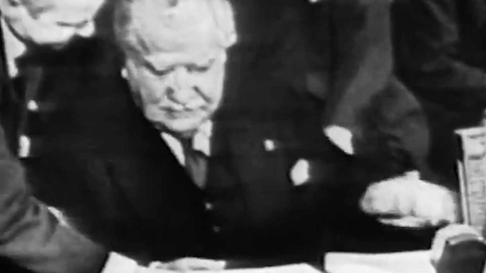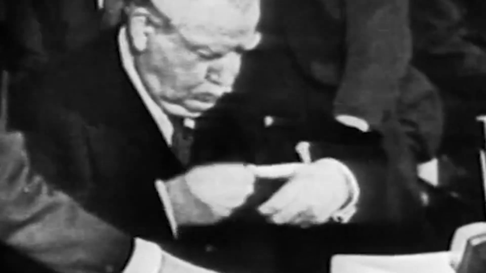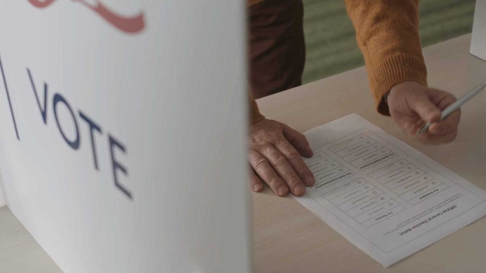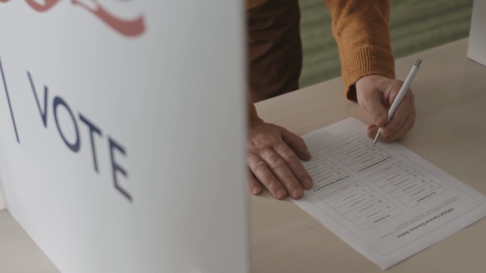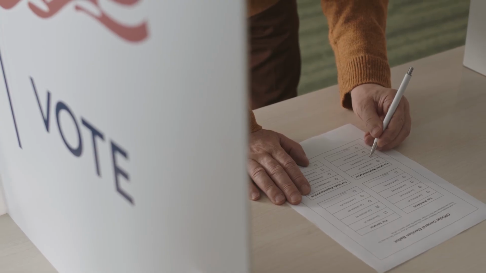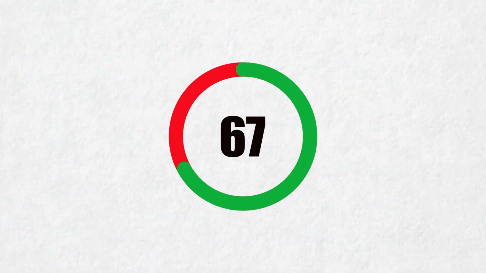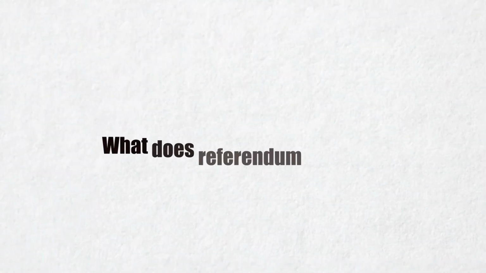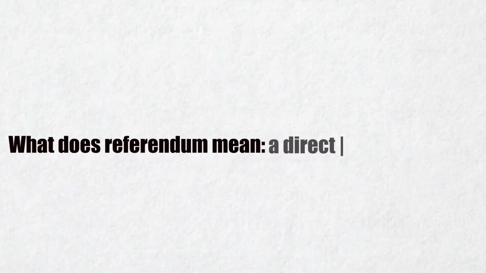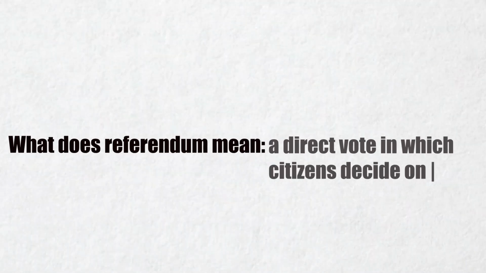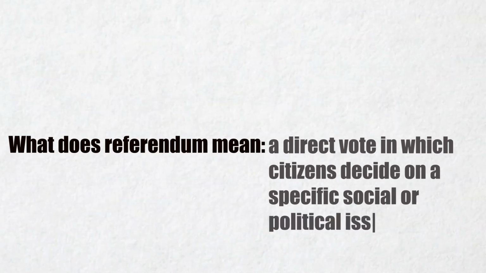In 1973, the UK joined what was then the European Economic Community, which we could call the first version of today's EU. Just 2 years later, in 1975, there was a first referendum on whether the UK should end its membership in the Union. But back then, 67% voted yes to staying. What does referendum mean? A direct vote in which citizens decide on a specific social or political issue.